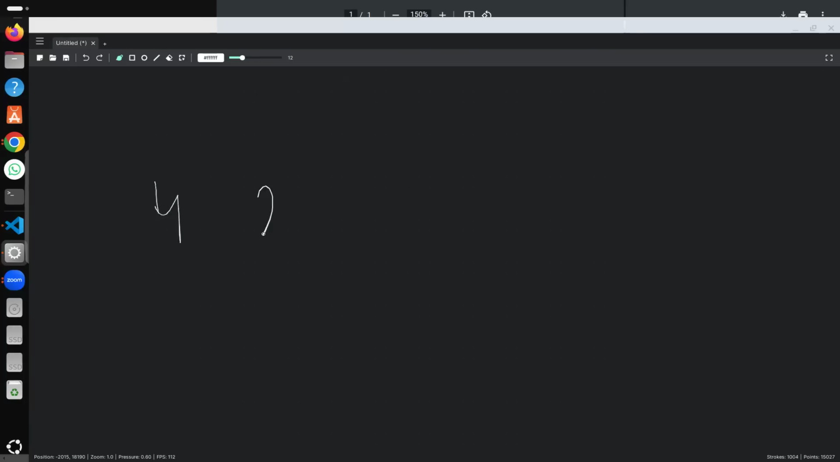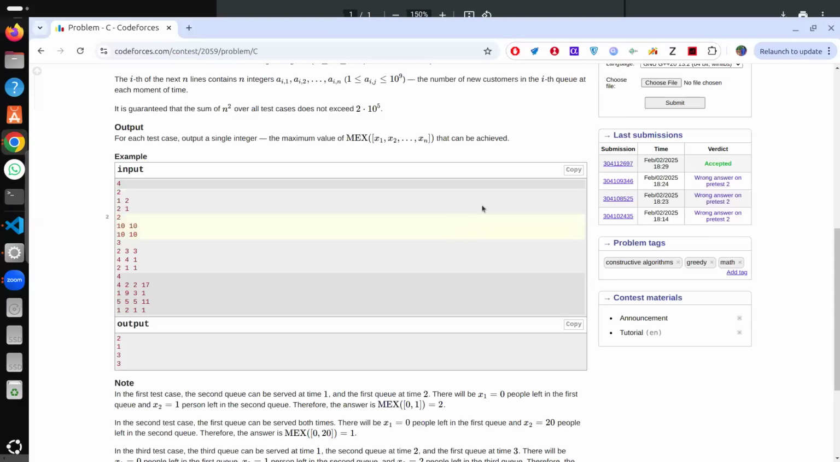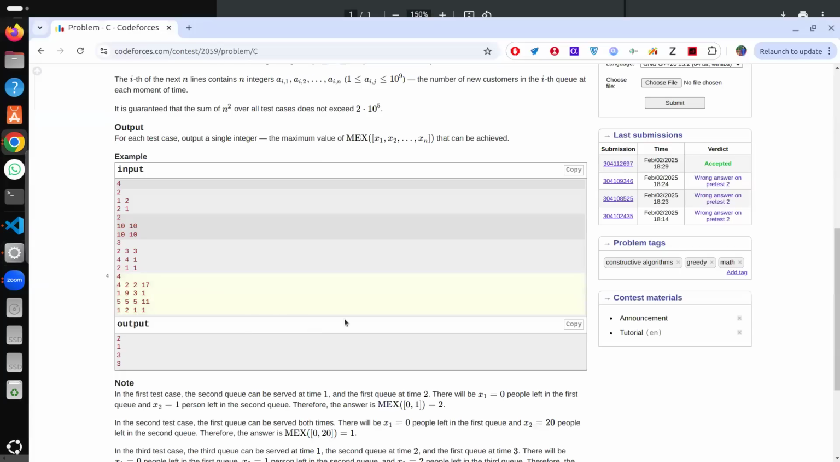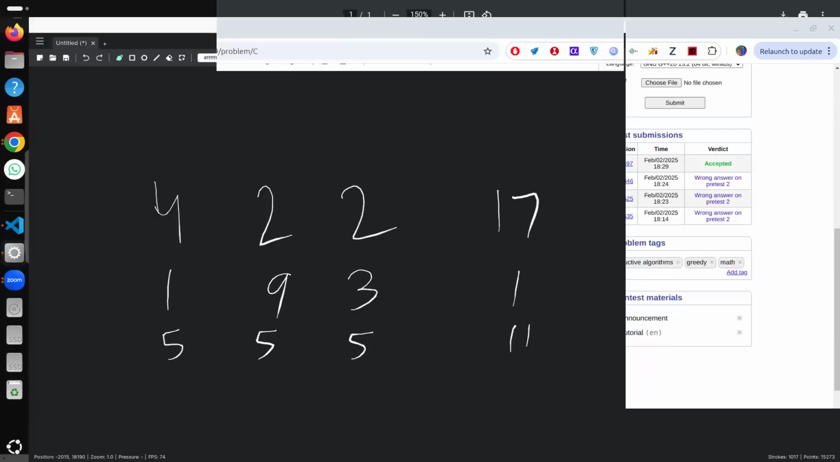4 to 70. 1 9 3 1 5, 5 5 and 1 11. 1 to 1 more.